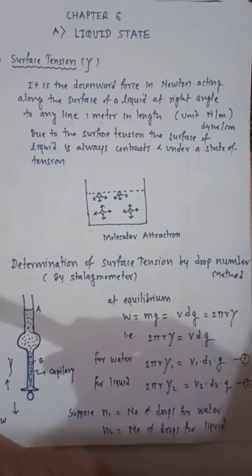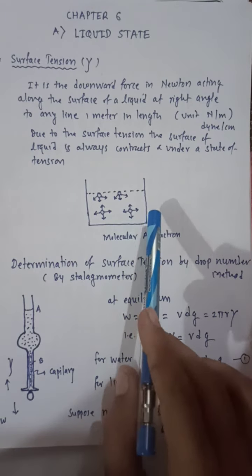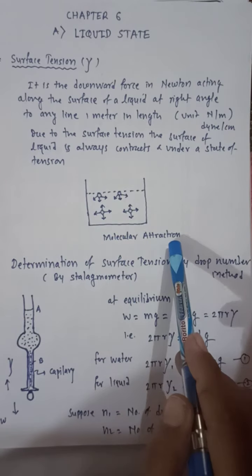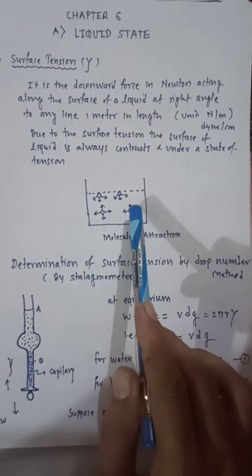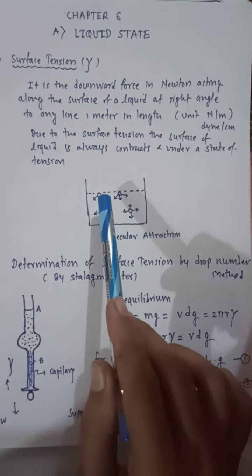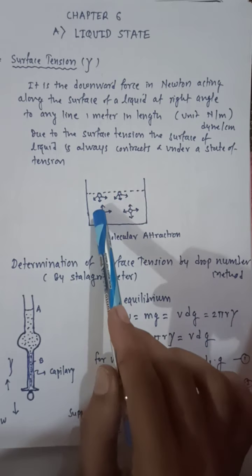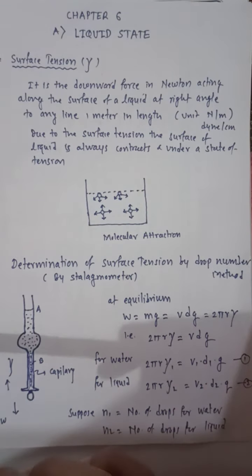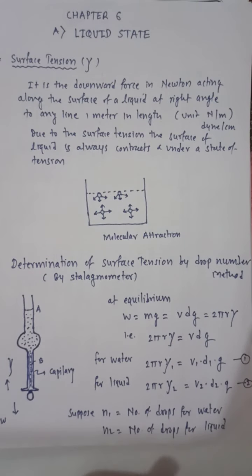And what is the unit of surface tension? It is Newton per meter. This surface tension develops due to molecular attractions, because the molecules in the liquid attract each other, and therefore the surface molecules will also be attracted by the other molecules which are below them. So this is what the surface tension is.